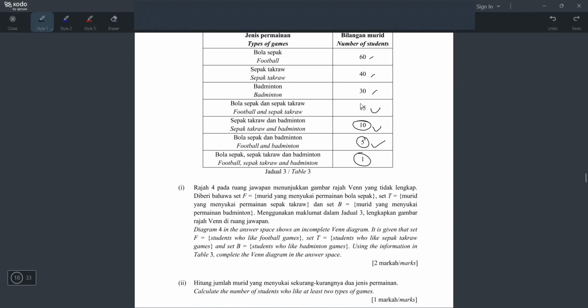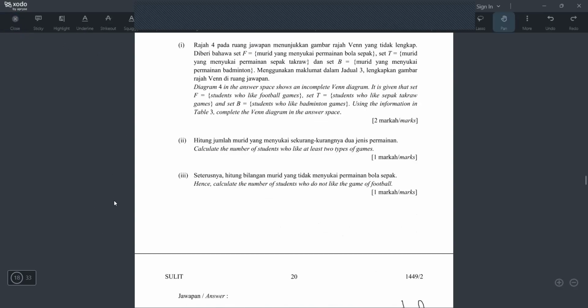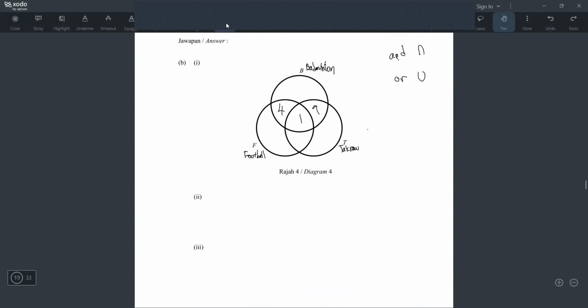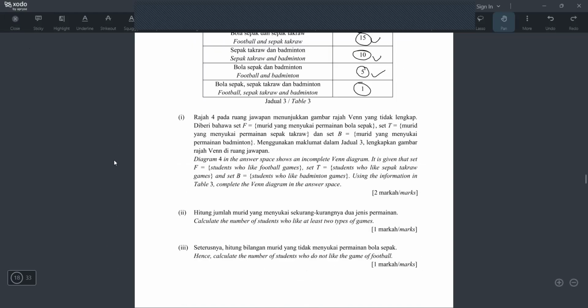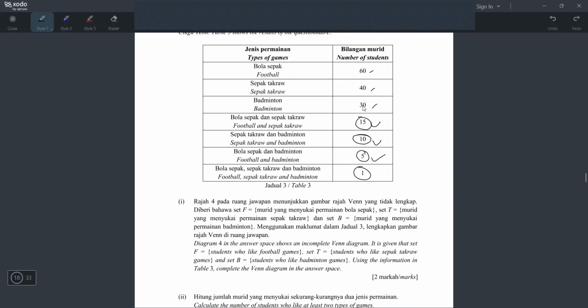Okay, football and takraw 15. There's no 'only'. Football and takraw 15, no only. But the 15 is actually here plus here. So how do you get the bottom one? 15 minus 1, which is 14. Okay, done.